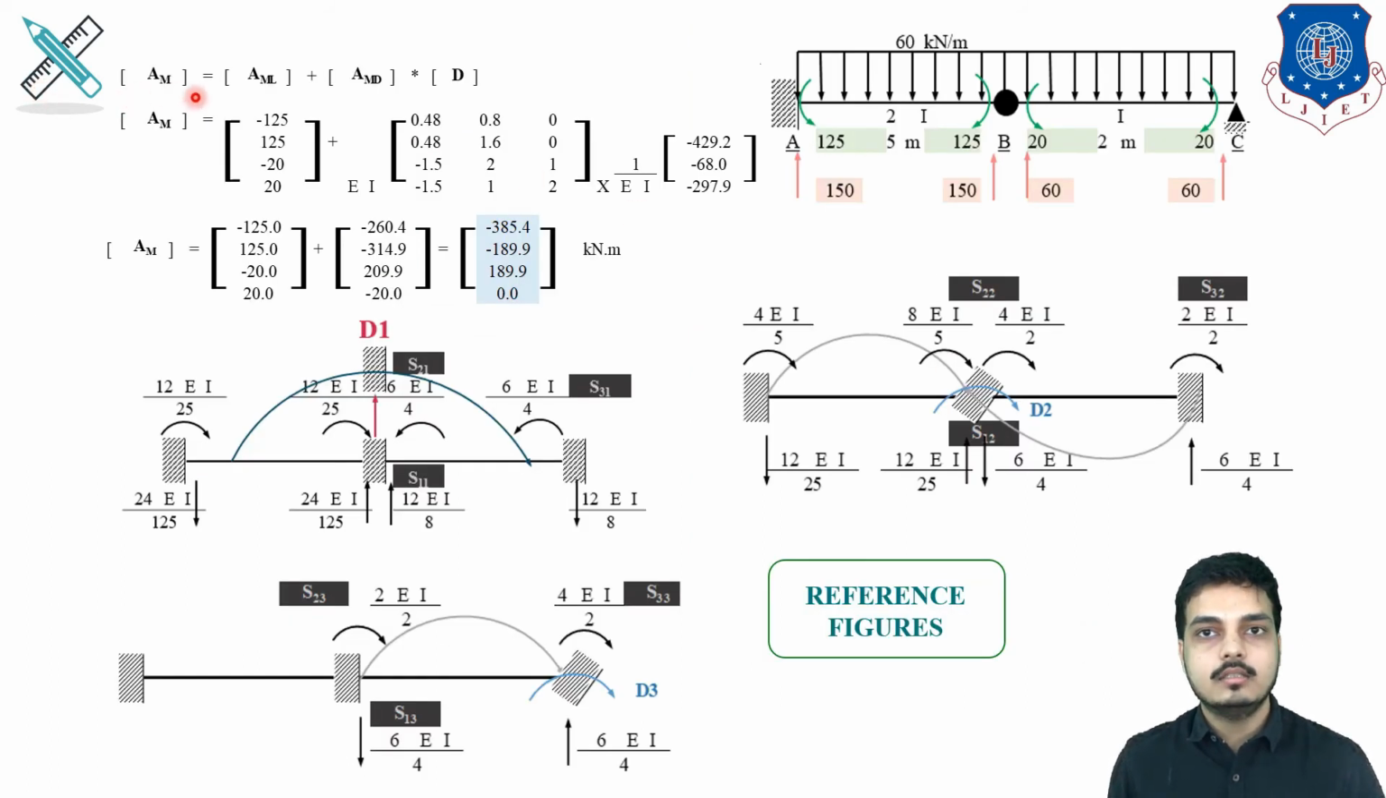AM is nothing but AML plus AMD into D. Now here we don't have to check reaction number 1, moment number 2 and moment number 3. No, we don't have to check that. We just apply the simple formula. M stands for moment, so we will keep in mind moment only. So AML is the moment due to loading, which are my moments: minus 125, then plus 125, minus 20 and plus 20. I have placed it in a column.